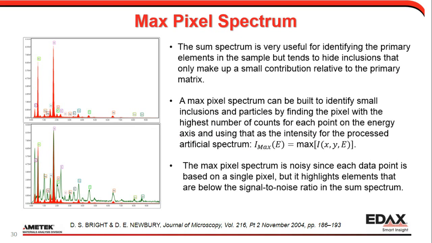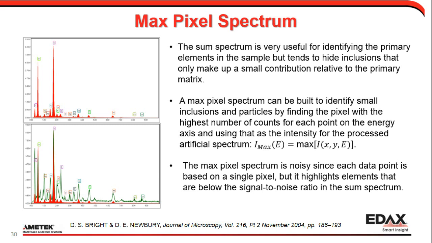The spectrum shown in mapping mode is a sum spectrum. The sum spectrum is very useful for identifying the primary elements in the sample, but tends to hide inclusions that only make a small contribution relative to the primary matrix.